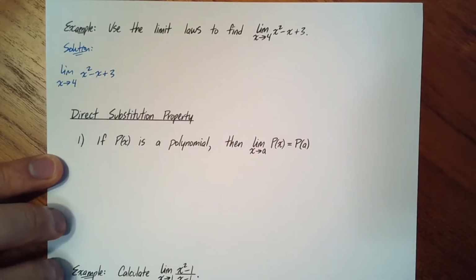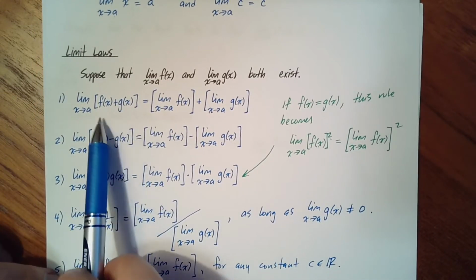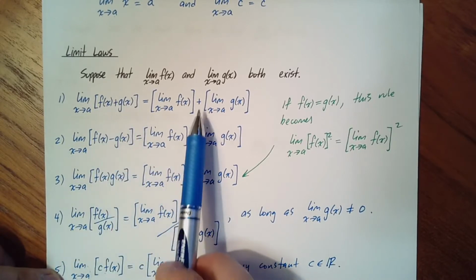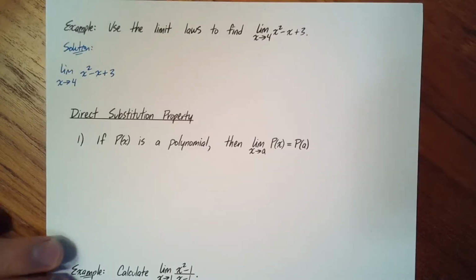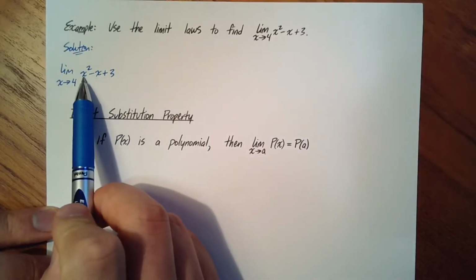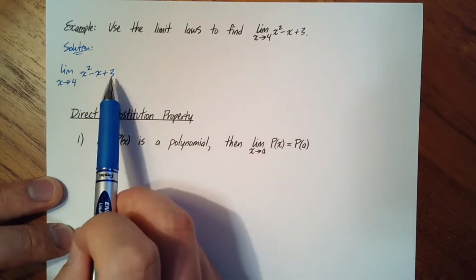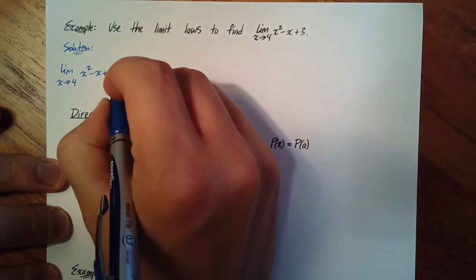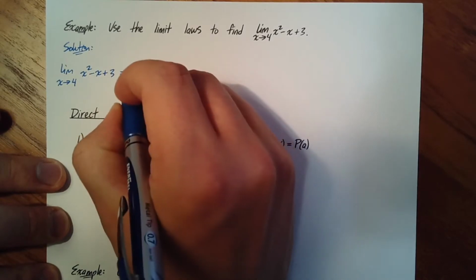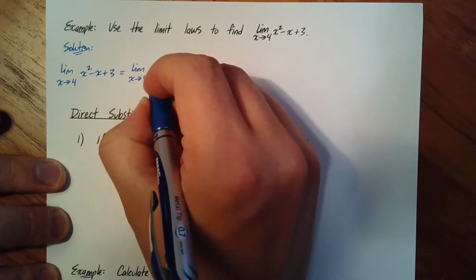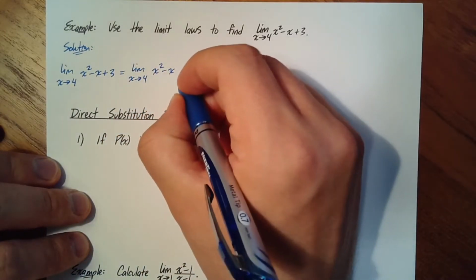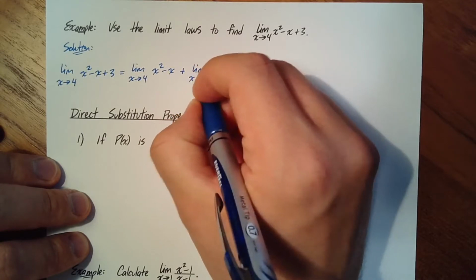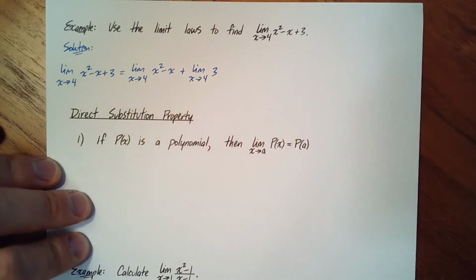Now, what property are we going to apply first? First thing we're going to do is apply property 1 here. That says that if we have the limit of a sum of two functions, we can write that as the sum of the two separate limits, with each function handled separately. So what are we going to use as our sum? Well, think of x squared minus x as the first function and 3 as the second function. Those are the two functions you're adding together. So if I break this up, I'll have the limit as x approaches 4 of x squared minus x, that's the first limit, plus the limit as x approaches 4 of the constant function 3.